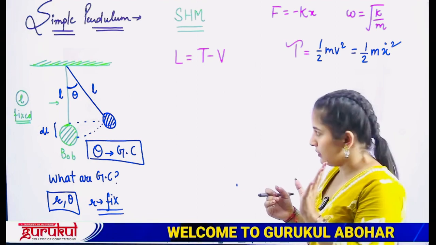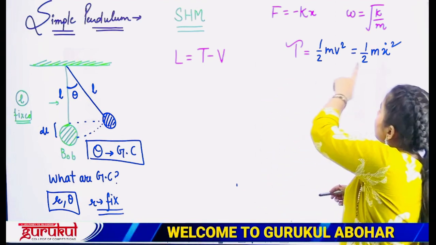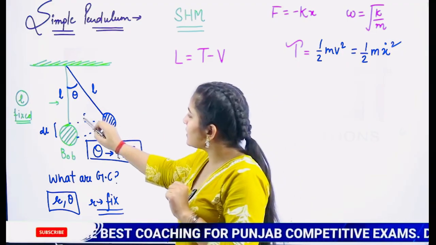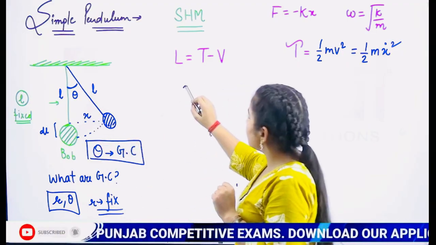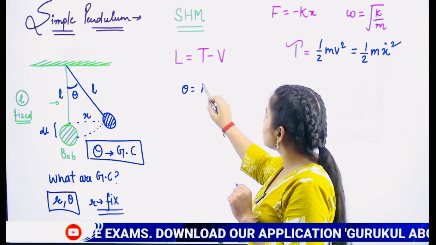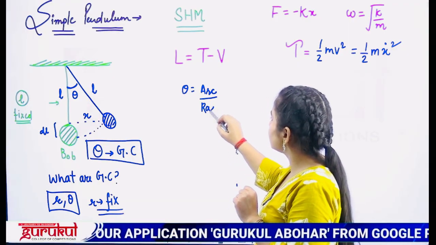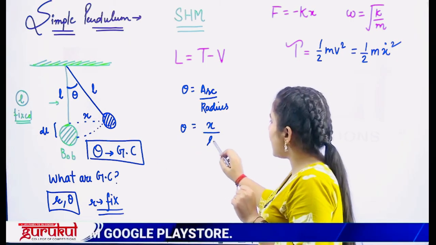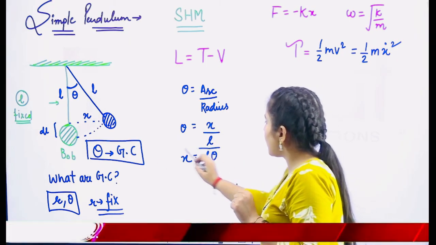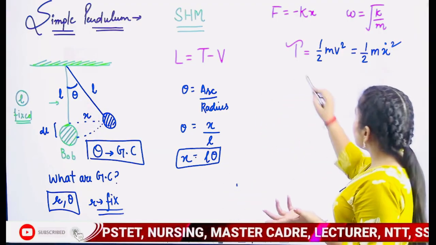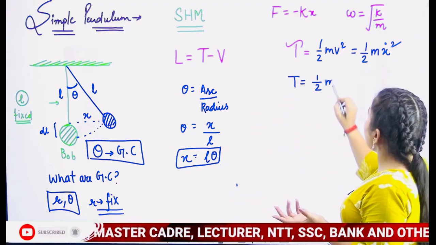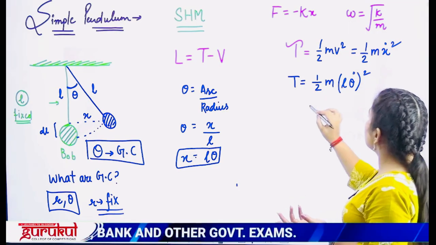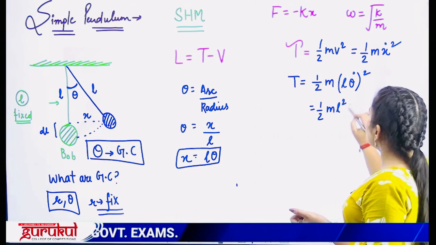First thing is clear. Now when I talk about the kinetic energy, that is half m x dot square. So my x is this distance, right? Theta is equal to arc upon radius, so theta is equal to x upon L. So x will be equal to L theta. So the kinetic energy will come out to be half m (L theta dot) square, so it will be half m L square theta dot square.